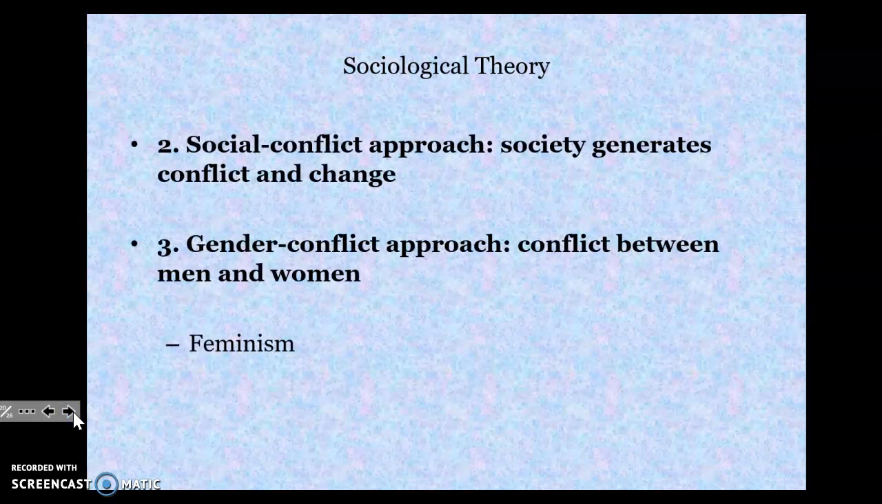The second approach is the social conflict approach, and it's anything that deals with conflict and change or any issues that are polarized. So, it could be why we've talked about why do women assume the role of stay-at-home mother and it's okay, whereas fathers are looked down upon for being stay-at-home dads, like a gender role issue.